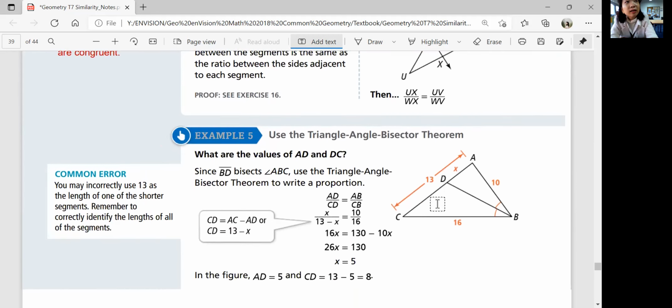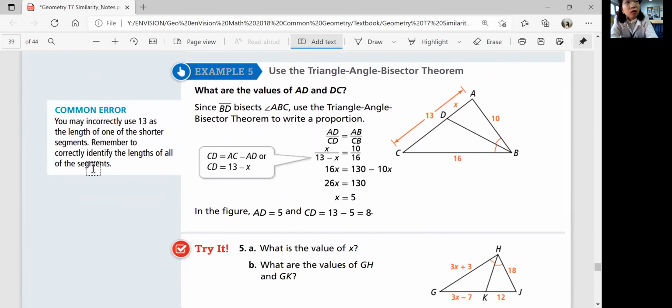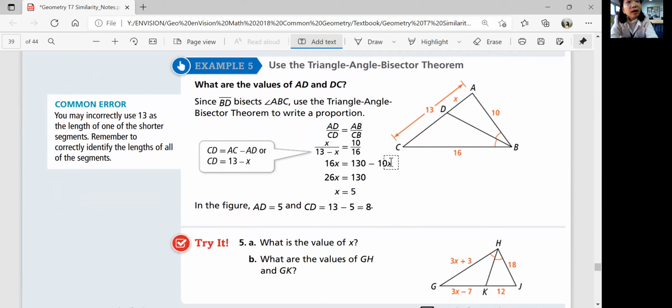All right, the last example. Use the triangle angle bisector theorem. So using that theorem, we can figure out the missing information, AD and DC. Use the proportion to figure them out. See if you can try number 5. Okay, use the triangle angle bisector theorem to try number 5, A and B.